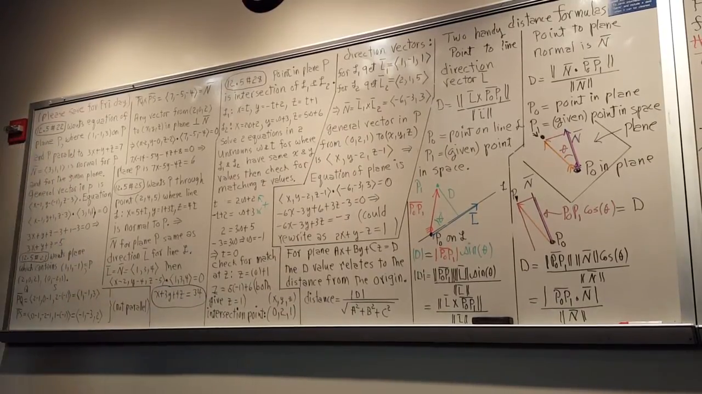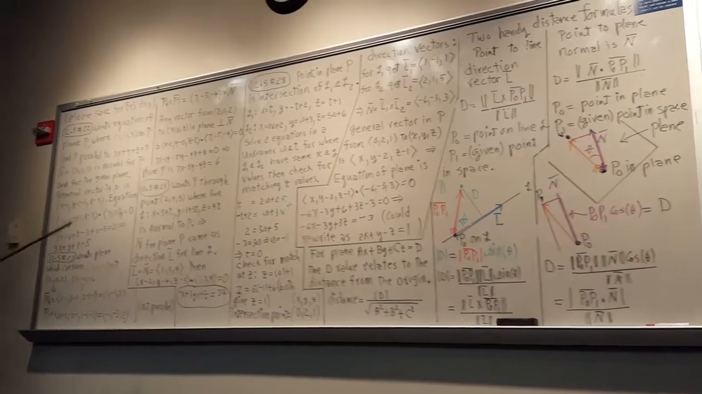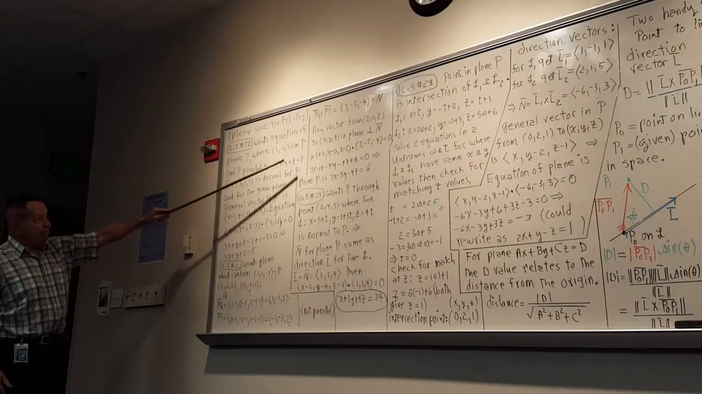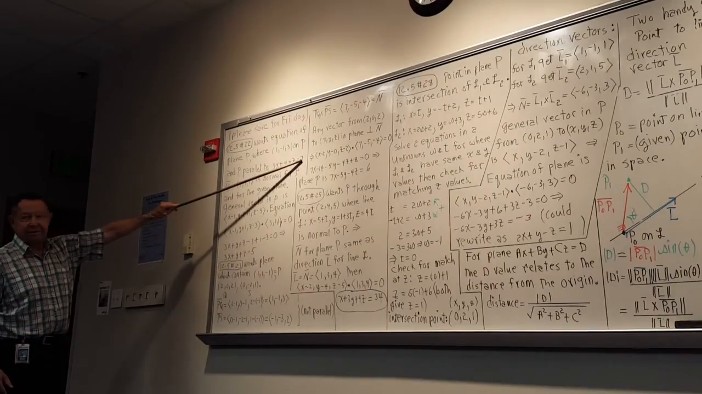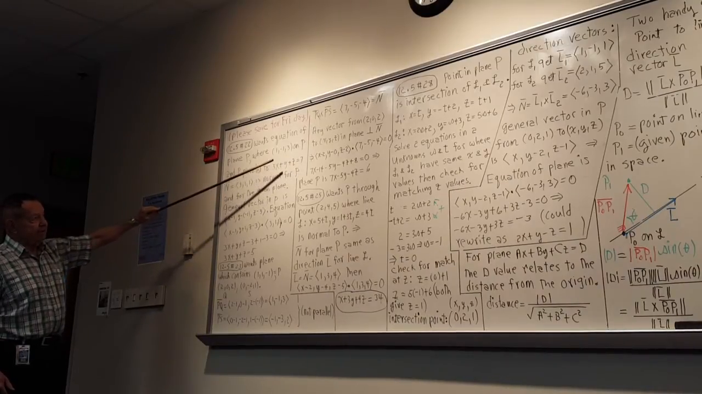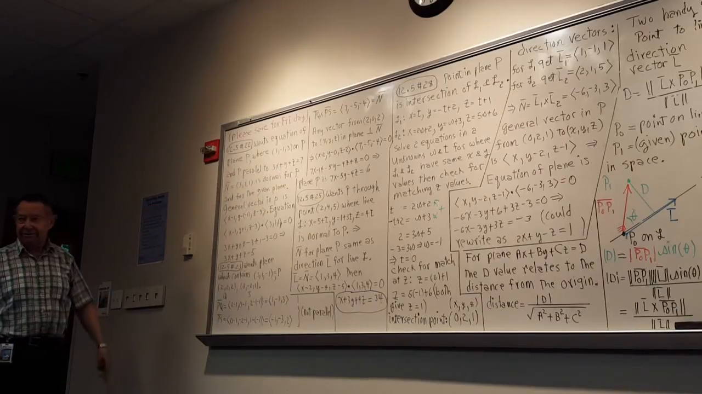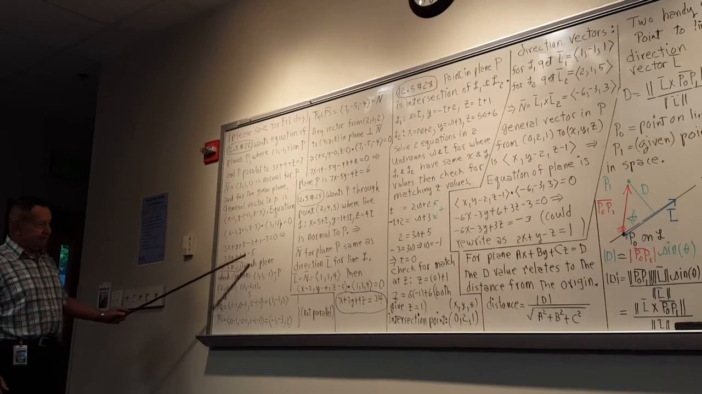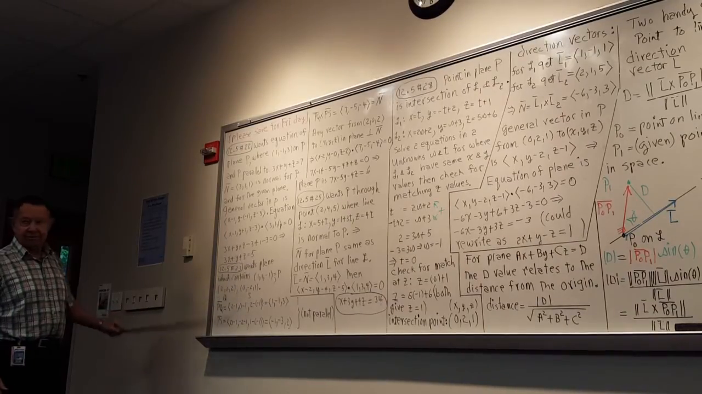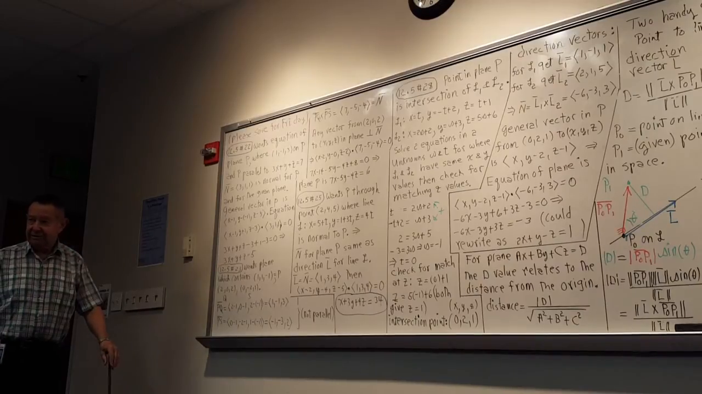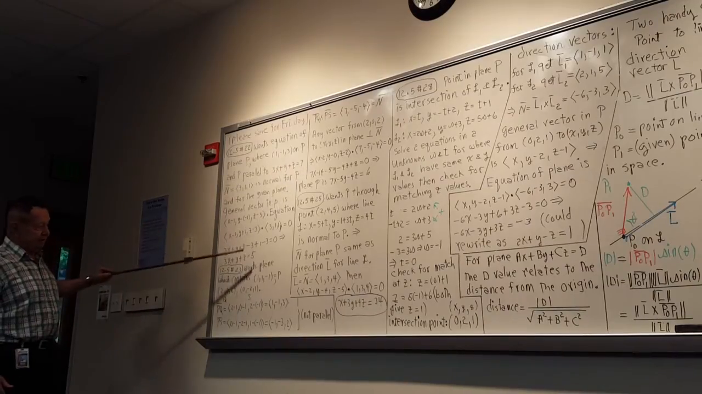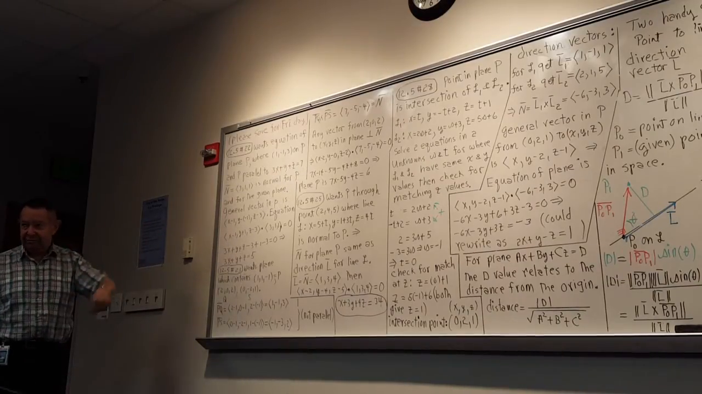So back here where we were talking about the two parallel planes, the distance from the origin to this one is 7 over square root of 9 plus 1 plus 1, square root of 11. And the distance from the origin to this one is 5 over the square root of 11. And so the distance between the two is 7 minus 5, which is 2 over square root of 11.